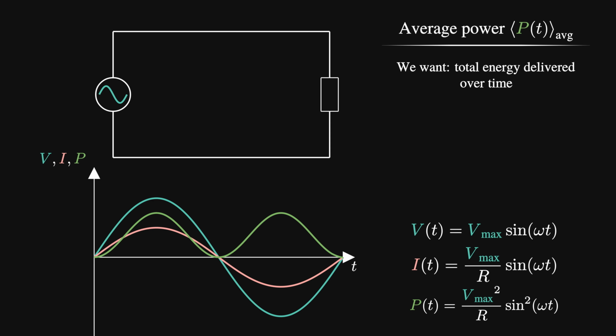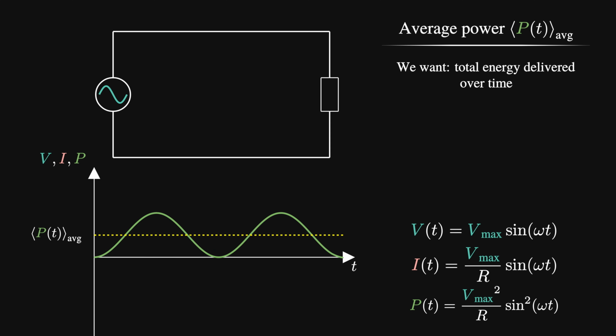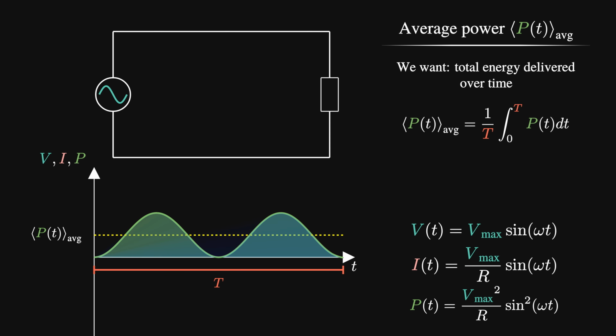To find the average power, we need to identify the average value on this power graph, which we can calculate with the following method. Let's consider one full repeating cycle, which takes exactly one time period T. To get the average value, we integrate the power equation from 0 to T, then divide through by T.